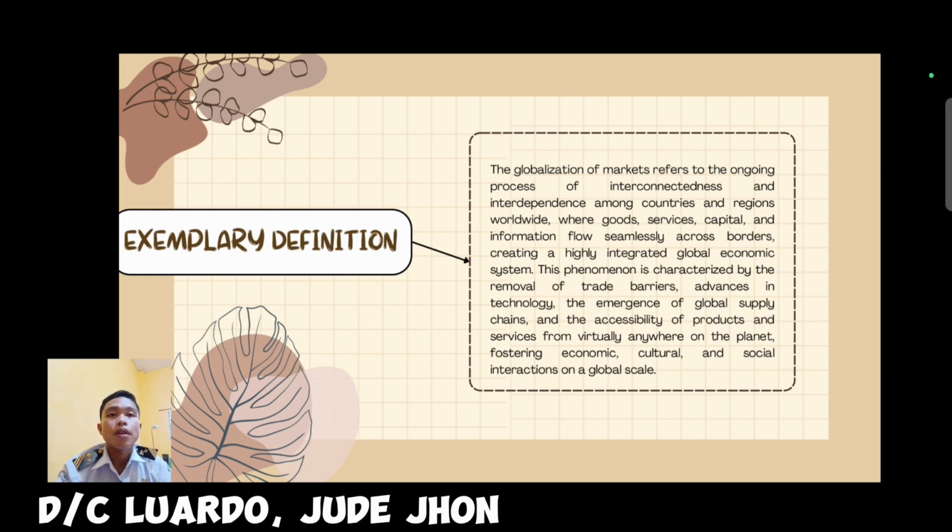So, an exemplary definition. The globalization of markets refers to the ongoing process of interconnectedness and interdependence among countries and regions worldwide, where goods, services, capital, and information flow seamlessly across borders, creating a highly integrated global economic system. So, this phenomenon is characterized by the removal of trade barriers, advances in technology, the emergence of global supply chains, and the accessibility of products and services from virtually anywhere on the planet, fostering economic, cultural, and social interactions on a global scale.